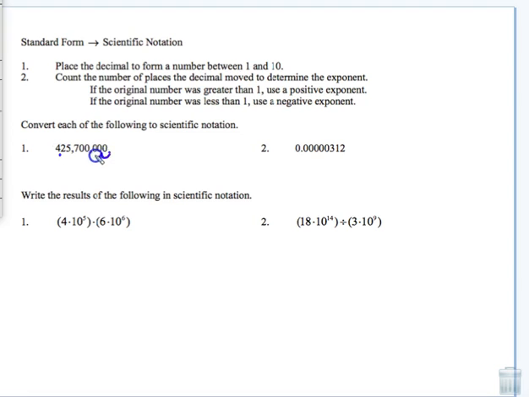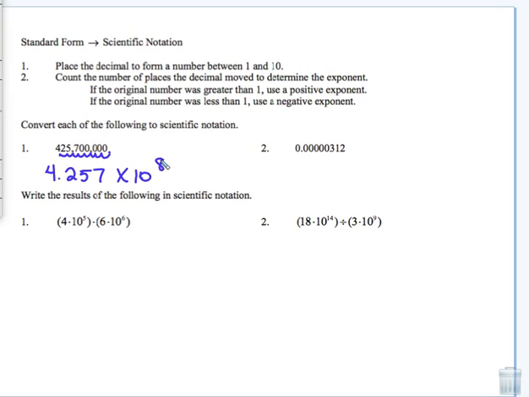I'm going to come over 1, 2, 3, 4, 5, 6, 7, 8 places. And when I do that, I have 4.257 times 10 to the 8th, because I moved that decimal point over 8 times.